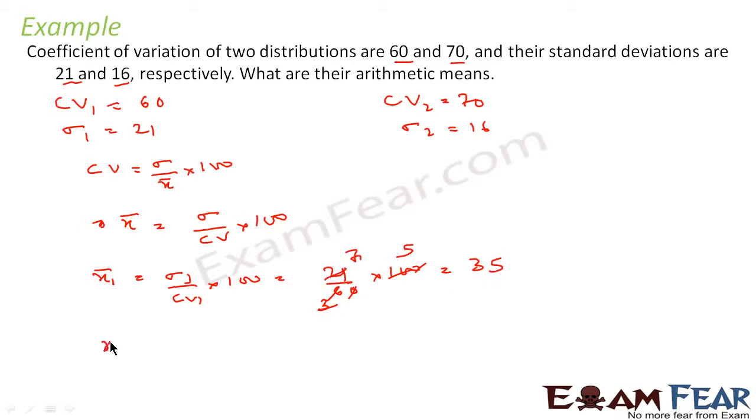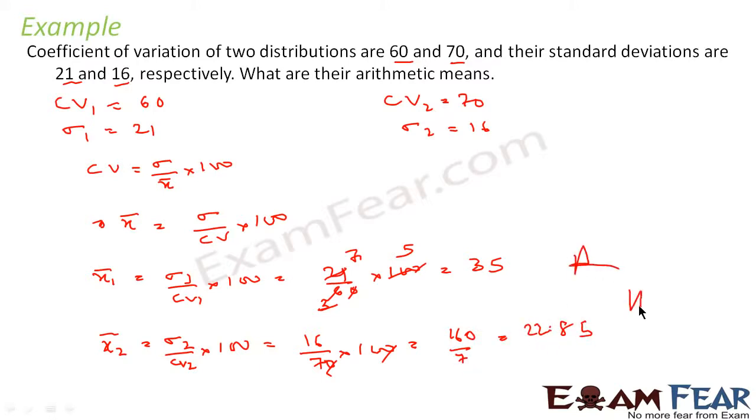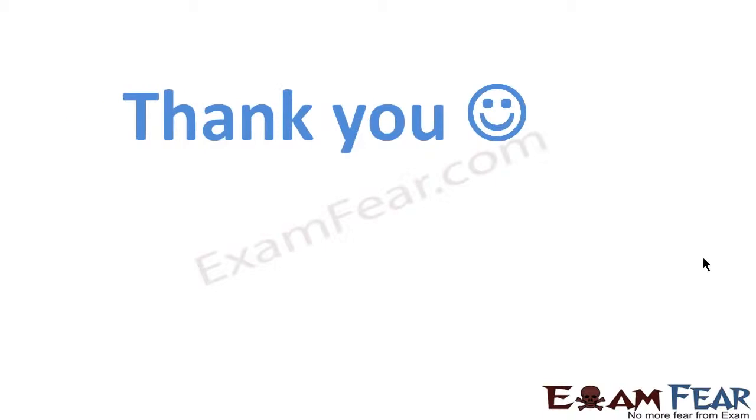Similarly, mean 2 is nothing but sigma 2 by CV2 into 100. Sigma 2 here is 16, and CV2 is 70 into 100, that is nothing but 160 by 7, and that value is something around 22.85. This is the answer. Alright, very simple, you just use the formula and get the answer. Let's take one more.